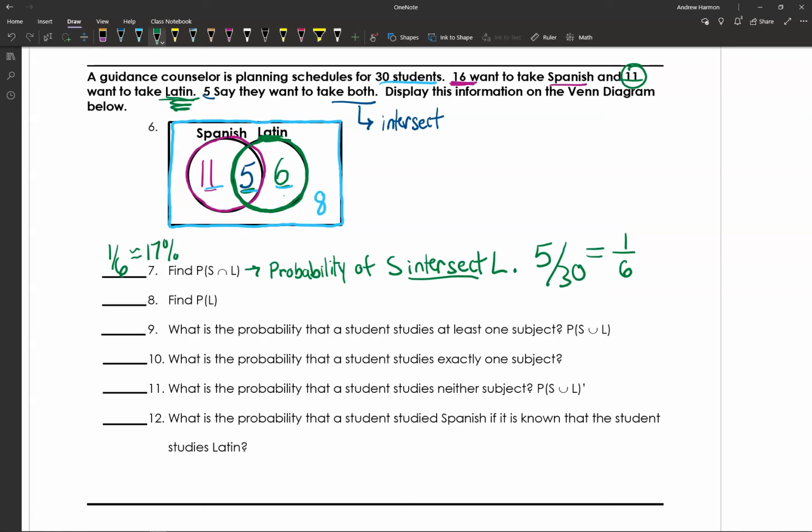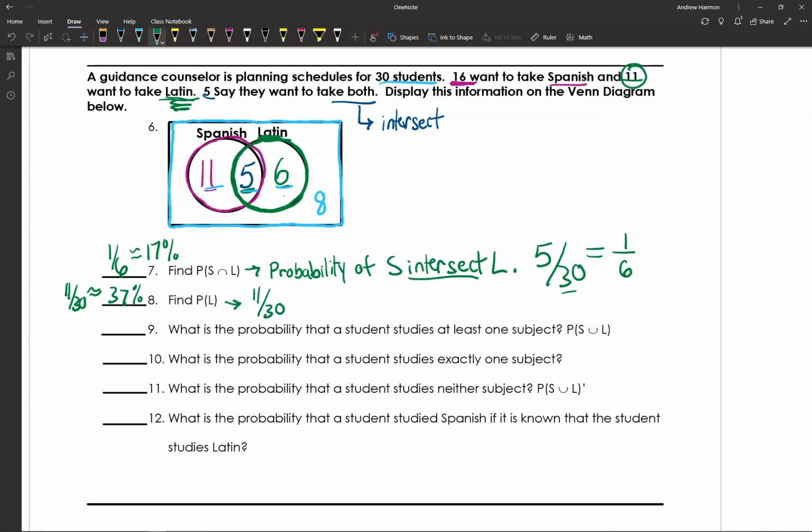Next problem. Find the probability of L. So all we're doing is figuring out how many people are in L and putting it over the total number of outcomes, 30. So the amount of people in L is going to be 11. It's going to be out of 30. So we would have 11 out of 30, which is approximately 37%. And that just comes from dividing 11 by 30.